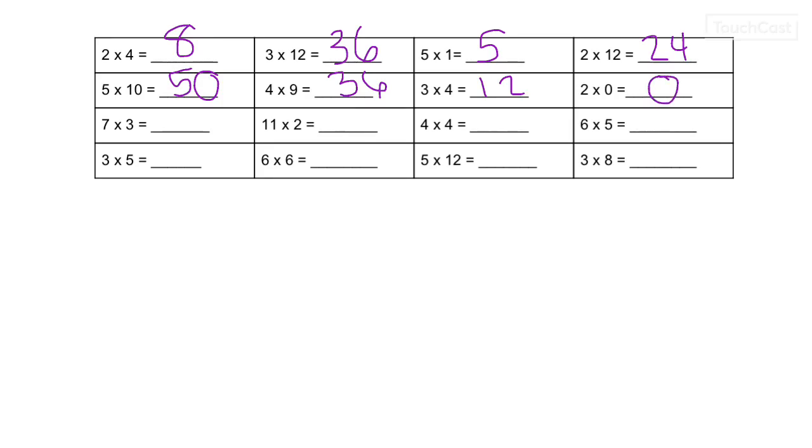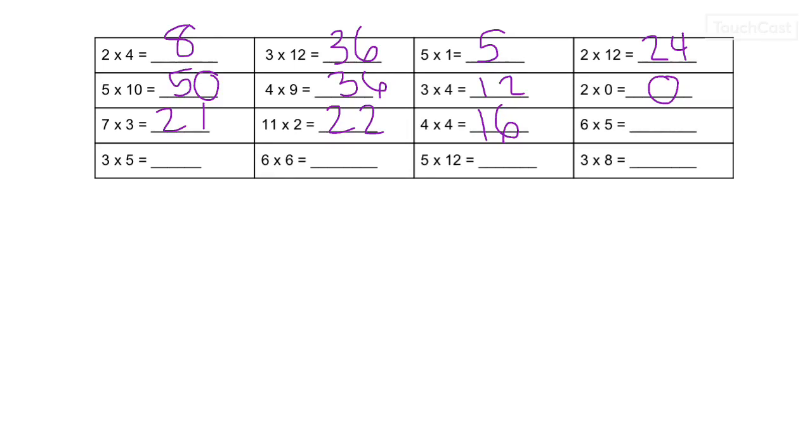7 times 3. We haven't learned the 7s yet, so we'll do 3 times 7. 3, 6, 9, 12, 15, 18, 21. Stop. 11 times 2. We haven't learned 11, so we'll do 2 times 11. 2, 4, 6, 8, 10, 12, 14, 16, 18, 20, 22. Stop. 4 times 16. 4 times 4. Whoops. 4, 8, 12, 16. I have a habit of doing that.